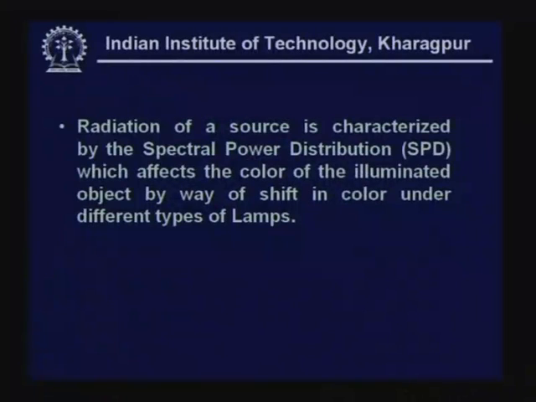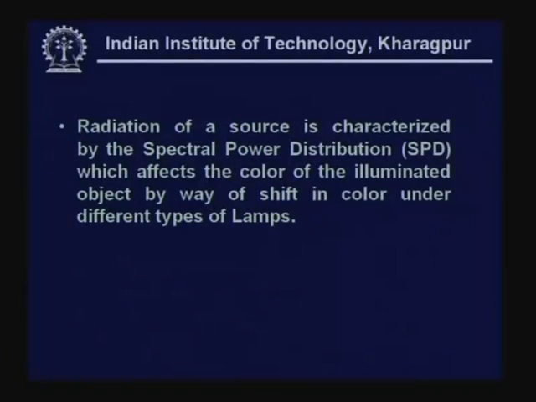Now, the spectral distribution affects the object, and depending on the characteristics of the object, there could be some absorption and some reflection, and the object color perceived would be based on the color that is reflected. Therefore, there is a shift in color depending on the type of lamp. In fact, when using a lamp, we try to see that the object appears the same as it would appear under natural light conditions. That is the emphasis. That being the case, how do we look into these aspects?